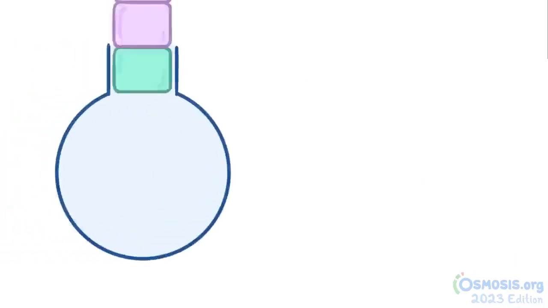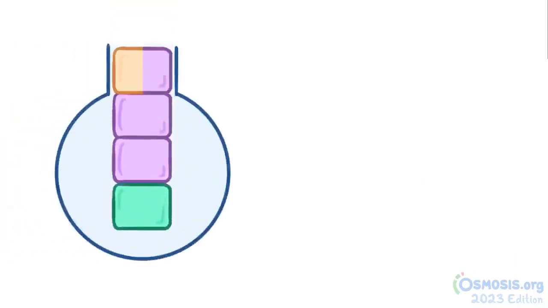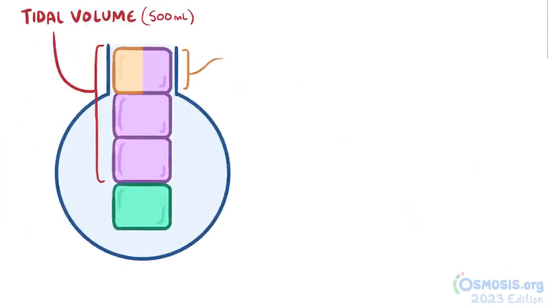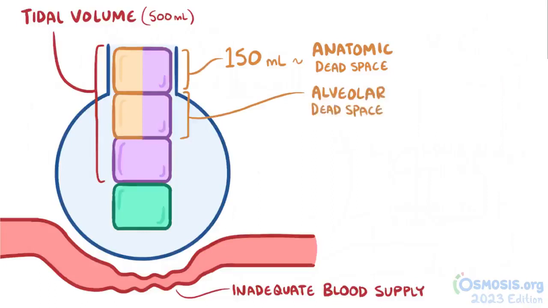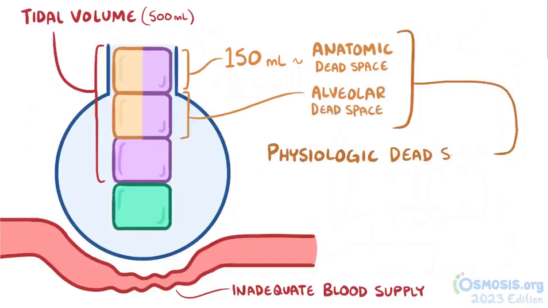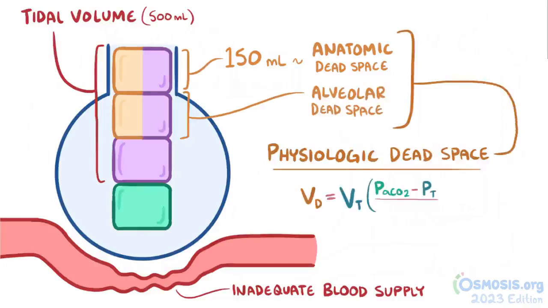Alright, as a quick recap, we can't use all of the air we breathe in for gas exchange. About a third of the normal tidal volume, or 150 milliliters, is wasted on its way to the alveoli and makes up the anatomic dead space. In addition, some of the alveoli don't get adequate blood supply, and therefore they don't participate in gas exchange. When we add this air wasted in non-functioning alveoli to the anatomical dead space, we get the physiological dead space. And the physiological dead space is calculated using the Bohr equation.